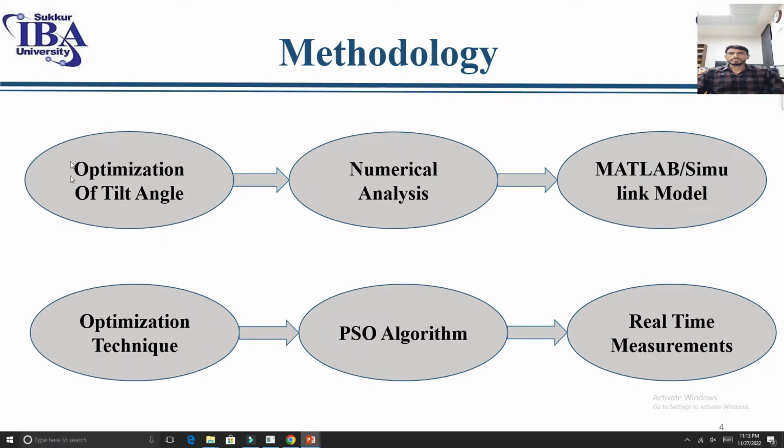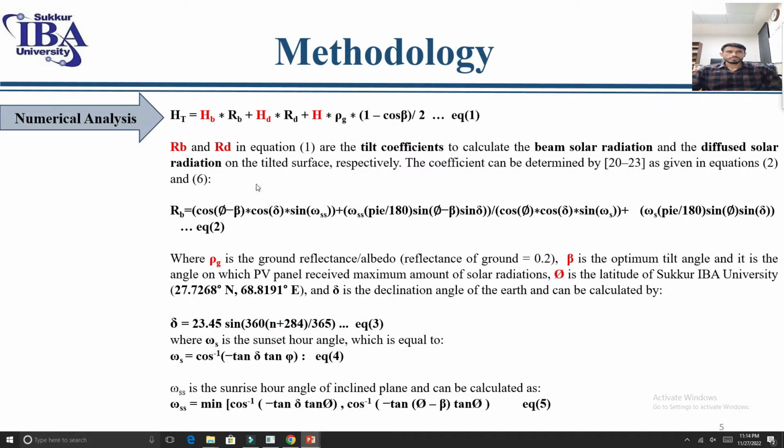So is it just all about aims and objectives? We will try to achieve those aims and objectives in the methodology part. How we will achieve them: first by optimizing tilt angle, which can be achieved by numerical analysis. Numerical analysis can be modeled in MATLAB Simulink, and then we will apply an optimization technique to find the optimized tilt angle, which is the PSO algorithm. And finally, we will do some real-time measurements to see the performance of the PV module.